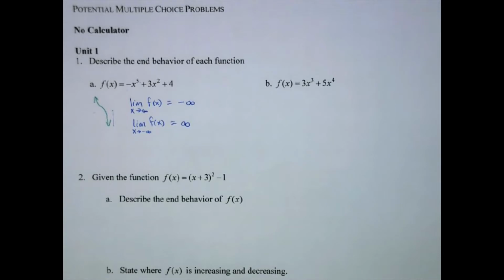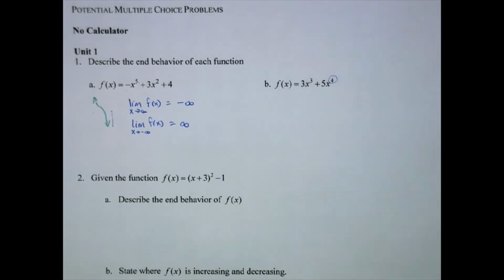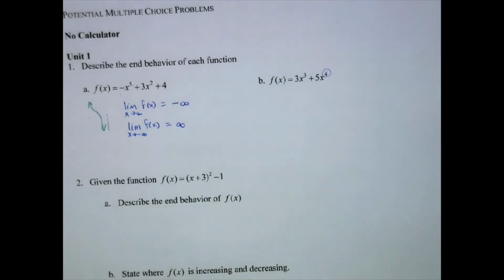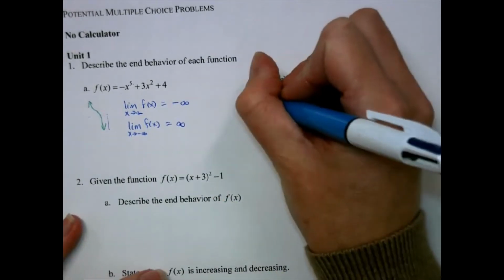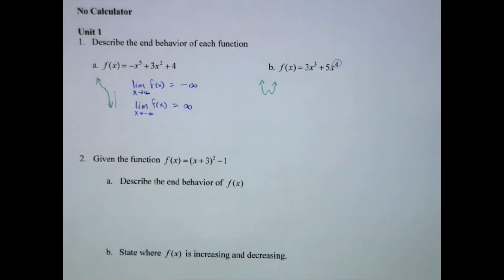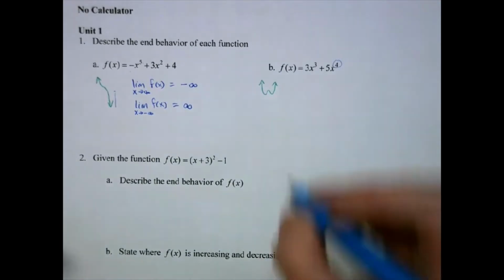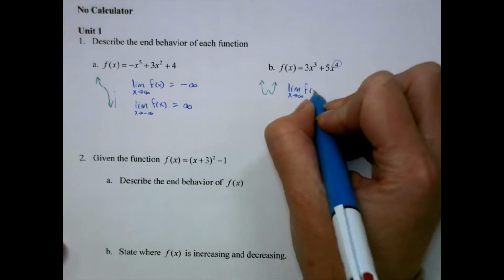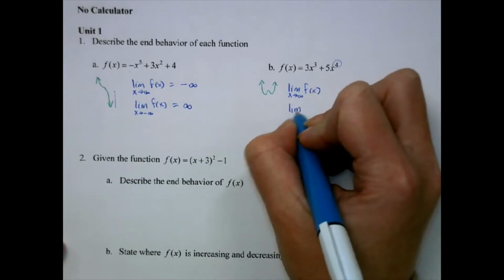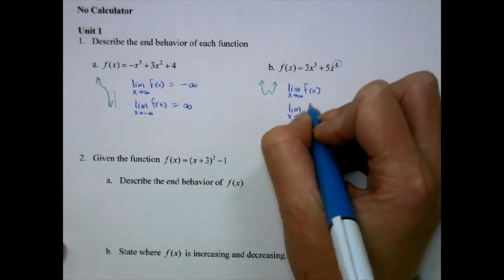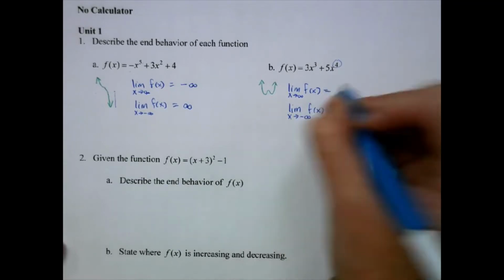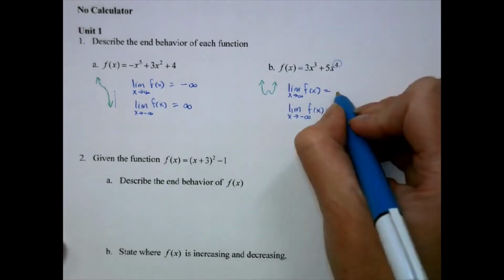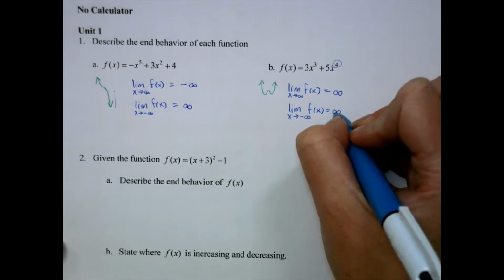This one is an even, don't be tricked, the even is at the end here, even positive. So that graph will look like that. So again, always the limit as x goes to infinity and negative infinity. Then we fill it in for the particular problem. So this, in both cases, is going to infinity.